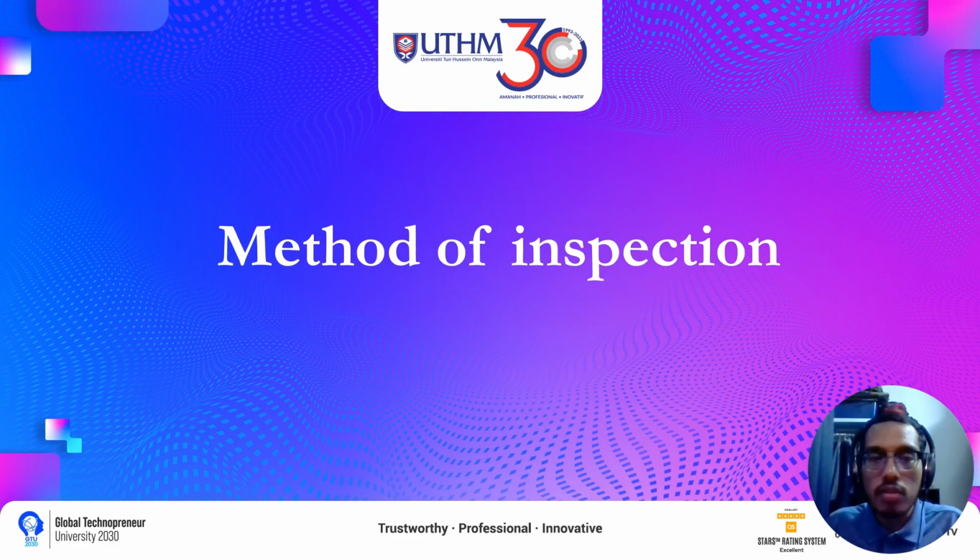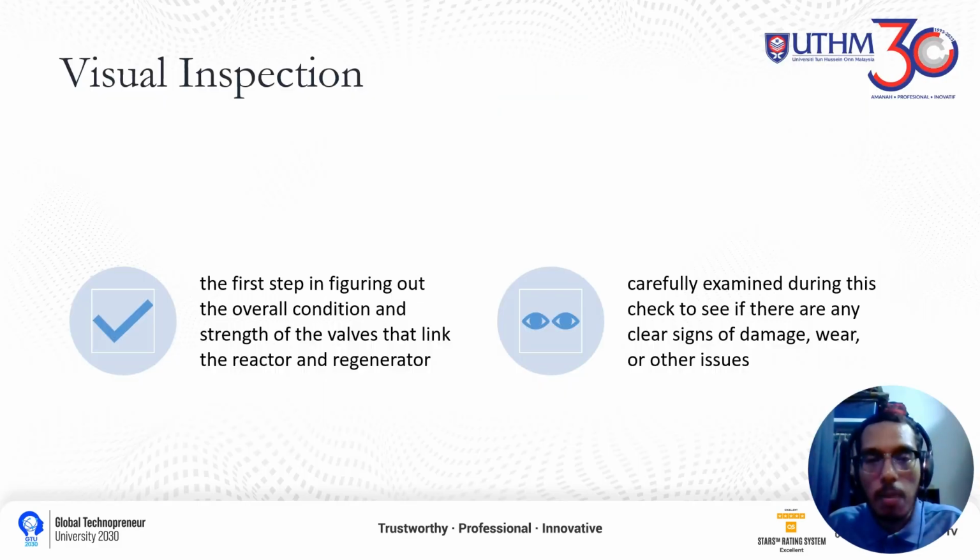So, to prevent this catastrophe from happening again, inspection is required to guarantee the unit's correct operation and safety. The first step is to conduct visual inspection. It is the first step to identify the overall condition of components. The objective is to check for any clear sign of damage, wear, or other issues on the component.